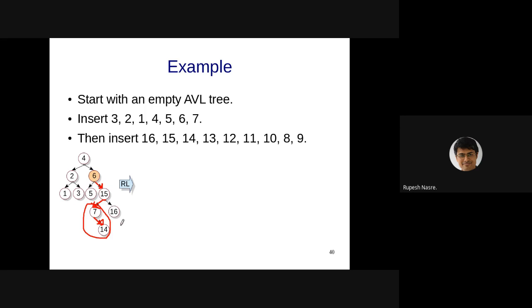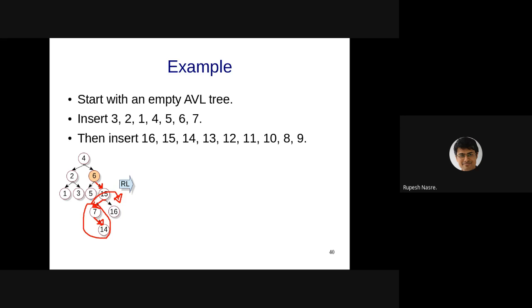If we are in the RL case, then we have to do a right rotation first, which means that we have to perform a right rotation here. In some sense, we are doing a right rotation at 15, and therefore 7 is going to become the root. 15 is going to become its right child, and 14 will be adopted by 15 as its left child, and 16 will continue to remain as the right child of 15.